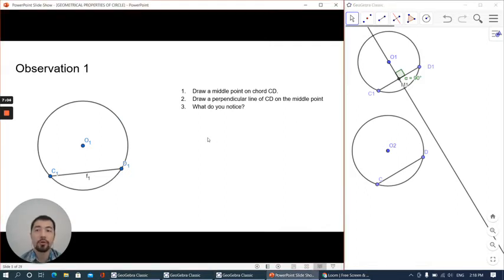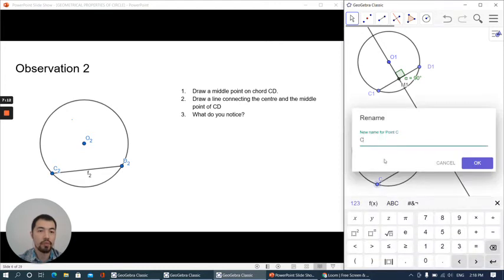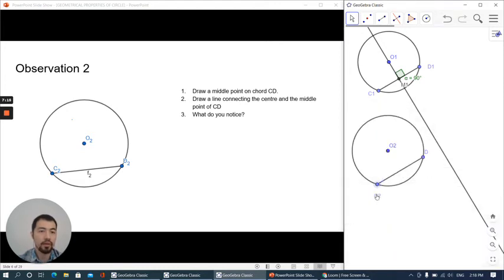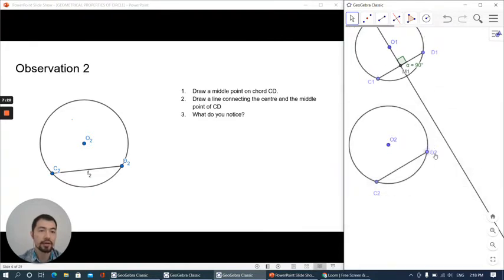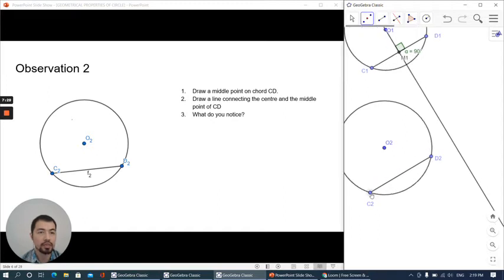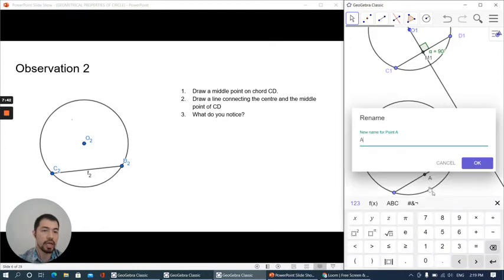Let's move on to the second observation with our second circle here. This one I'm going to call C2, and this one here is D2. We want to draw a middle point on chord CD right here. Then we want to connect the center of the circle and the middle point of CD. This middle point, let's call it M2.